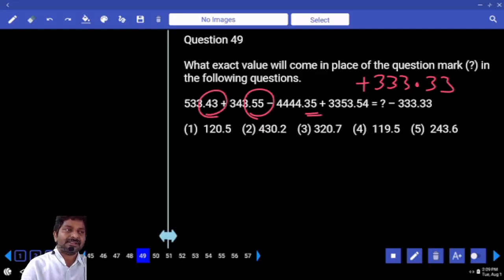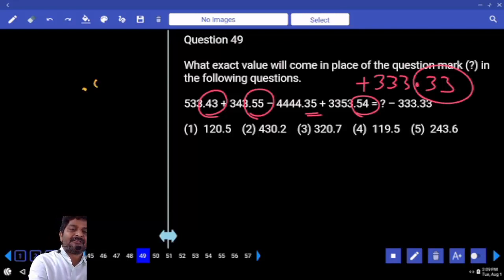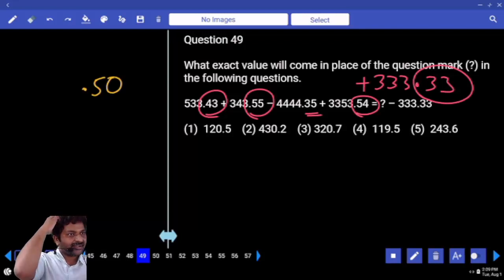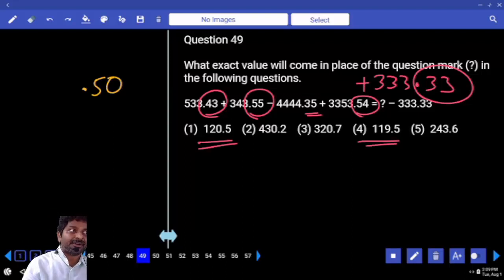20 plus 43, 63 plus 54, 107, 117, 117 plus 33, 150. That means after the decimal you should have 50, right? How many options are there? If you observe these two, the number before the decimal is different. Now when you consider the number after the decimal, how much did you get? 1.50. That means 1 is carry, right?